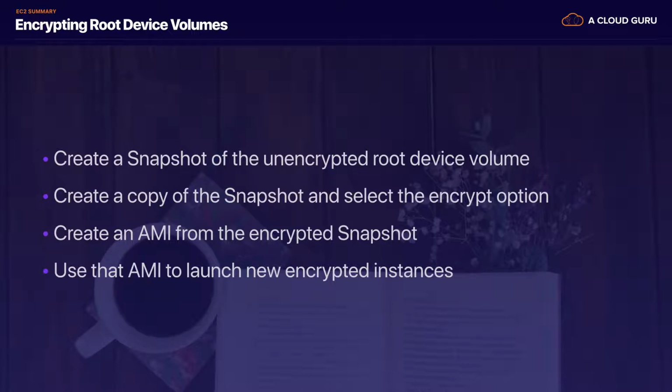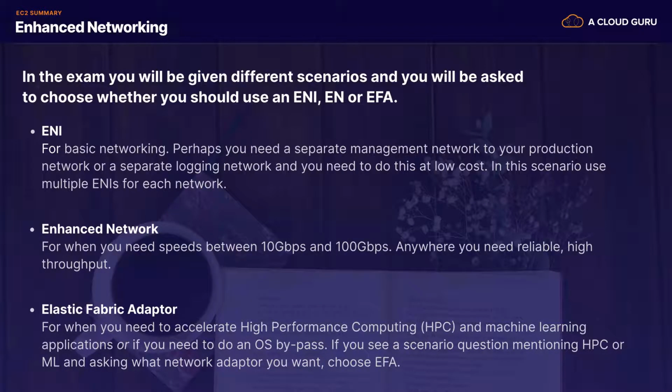So that's how we basically encrypt our root device volumes using the AWS console. Don't forget, you can also do it using just software like BitLocker, etc. So moving away from storage and moving on to networking with EC2.